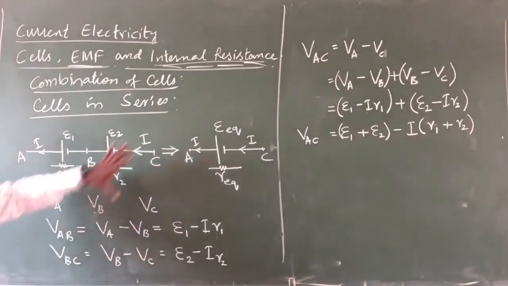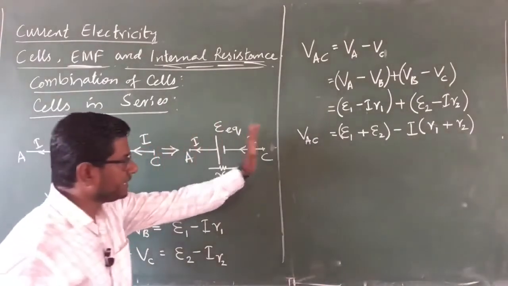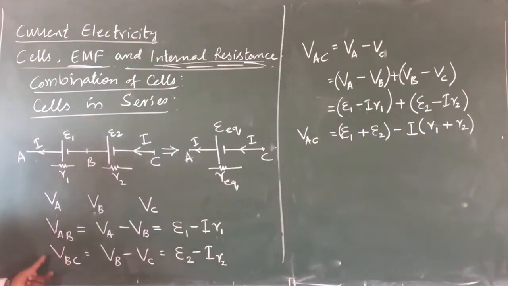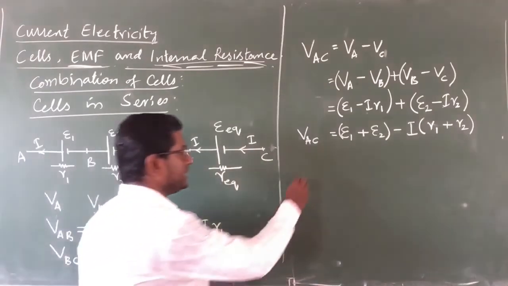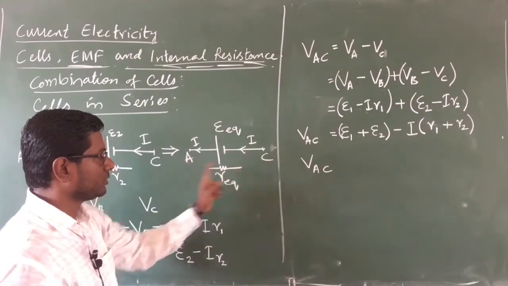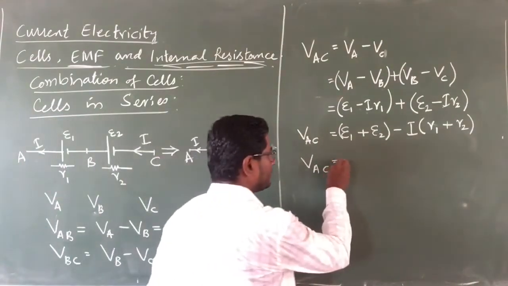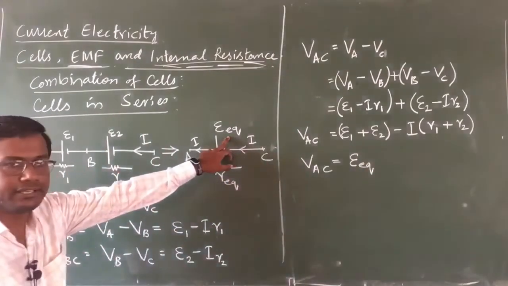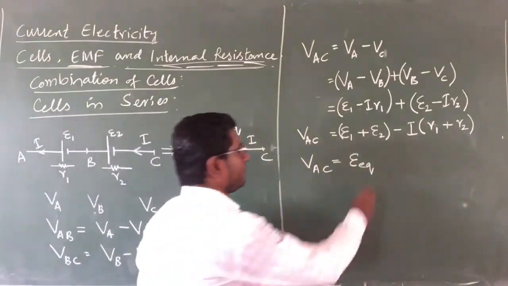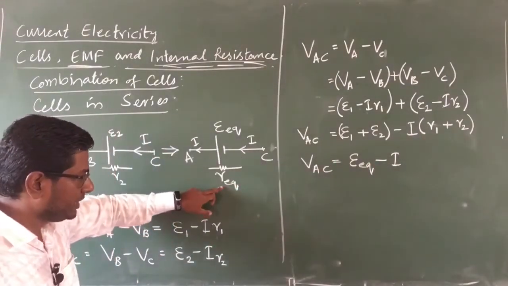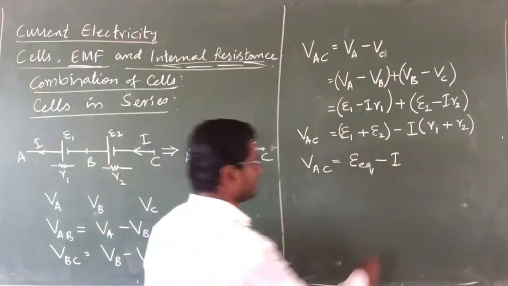That is about the first diagram. Now coming to the second diagram, the equivalent diagram, if I apply something similar onto this diagram, what will happen? If I write that equation, it will be VAC, that is the potential difference across A and C. This will be equal to epsilon equivalent, that is the equivalent EMF of this cell, minus the current I, which is the same, multiplied by R equivalent.